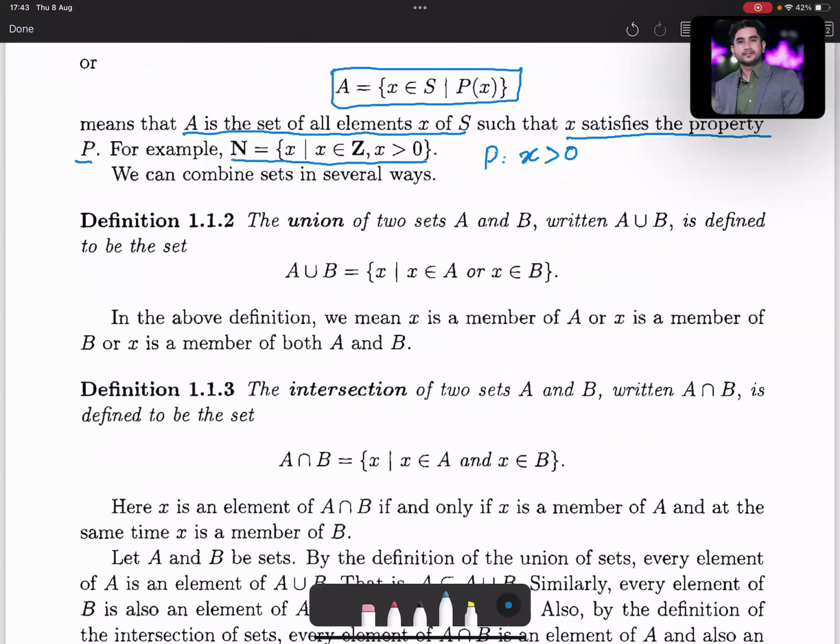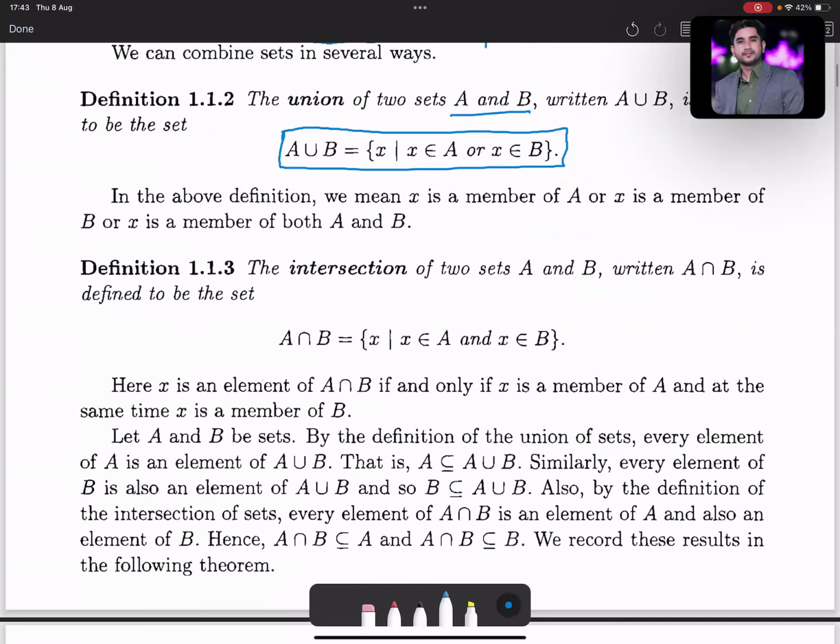We know how to do union. So we have two sets. If we just combine all those x in A and all those x in B, then we will get the union. We know the intersection: if we just take those elements which are common in A and B, that would be the intersection.